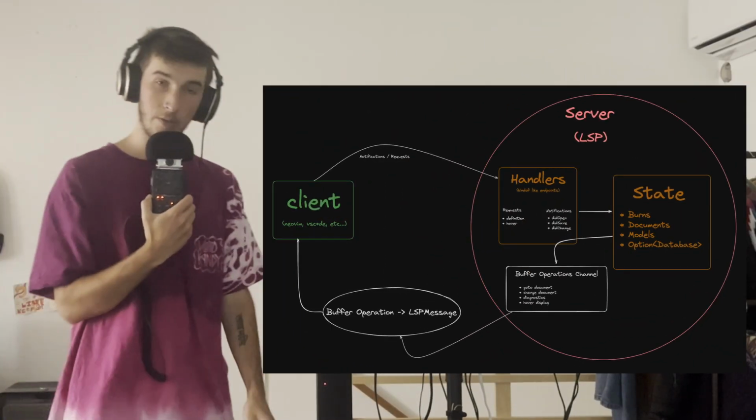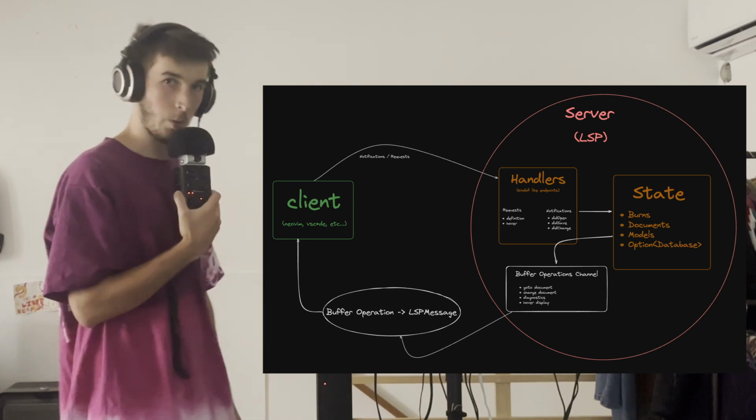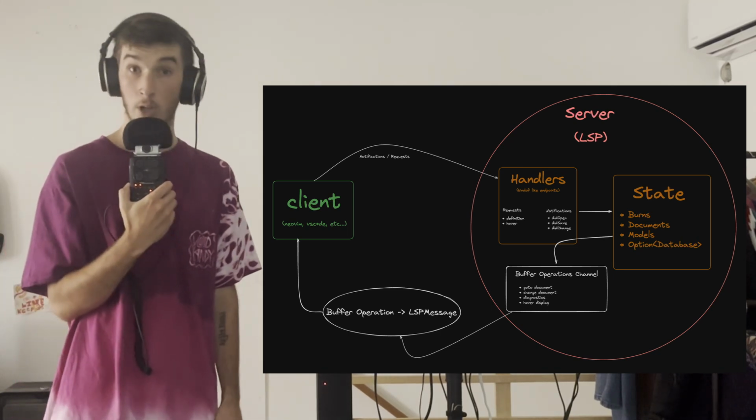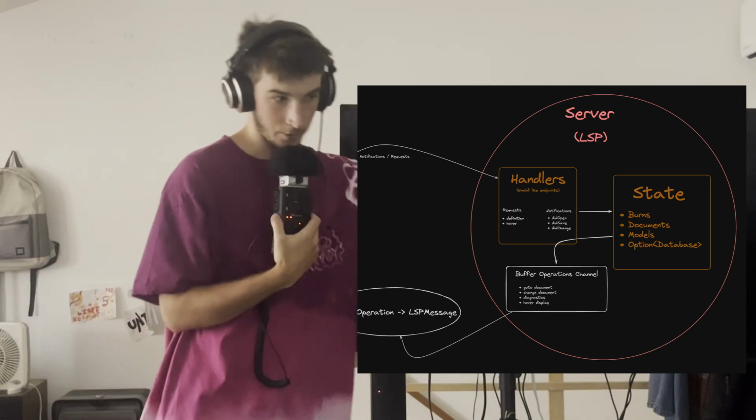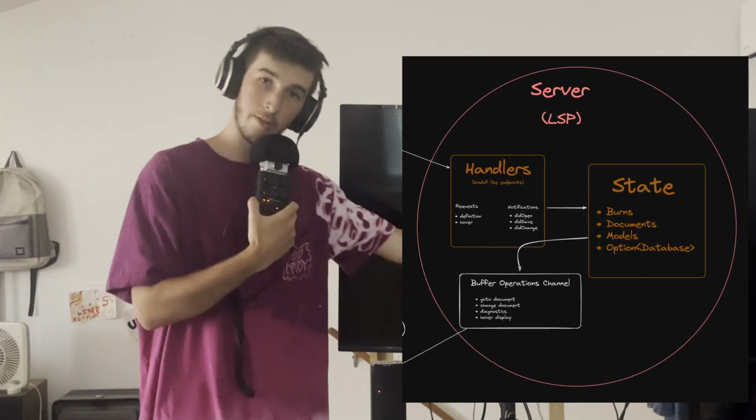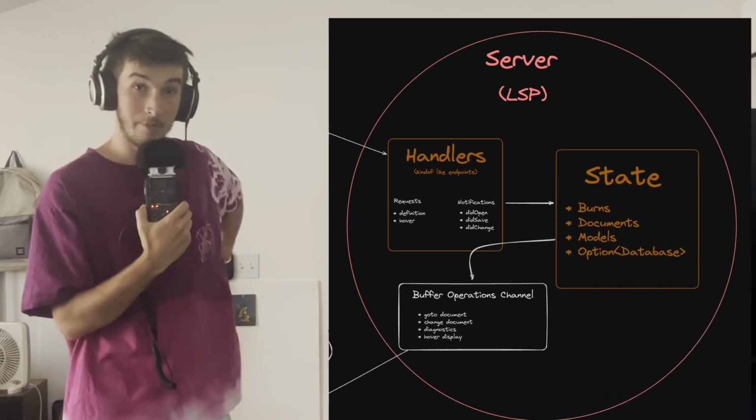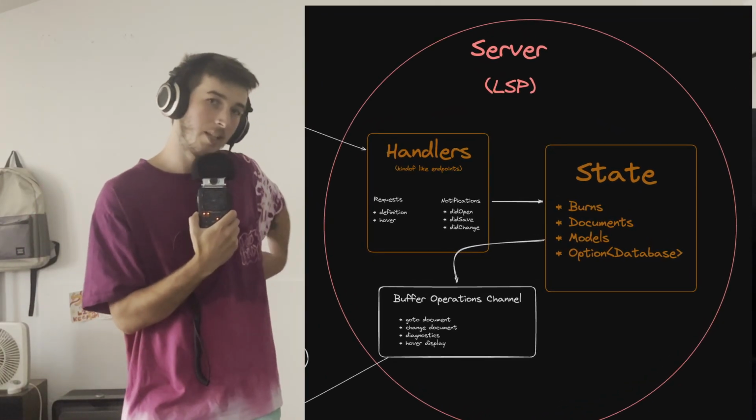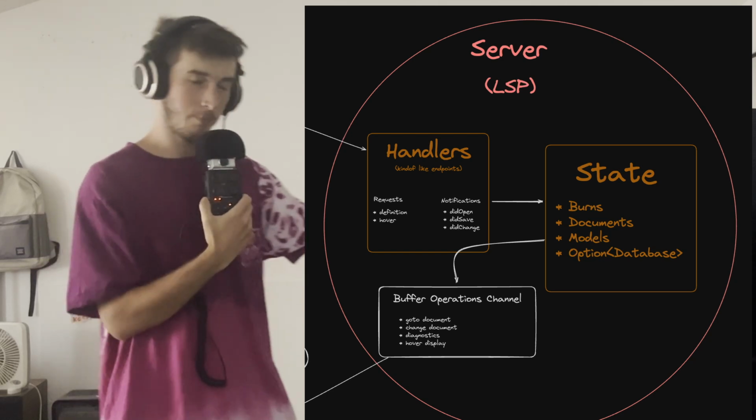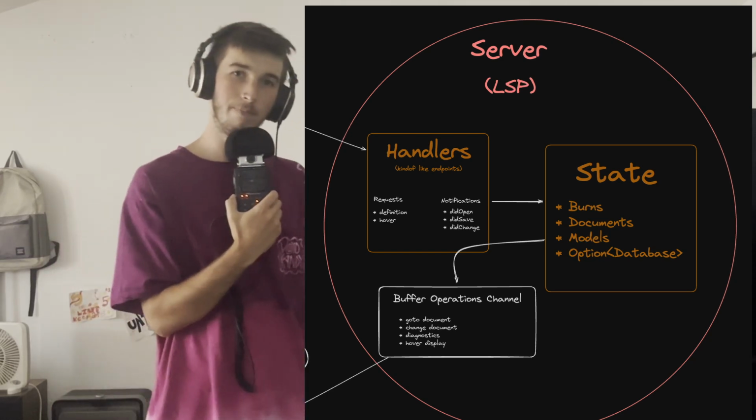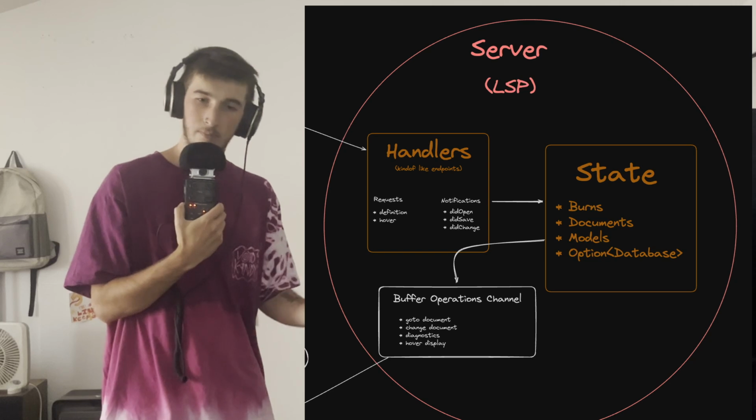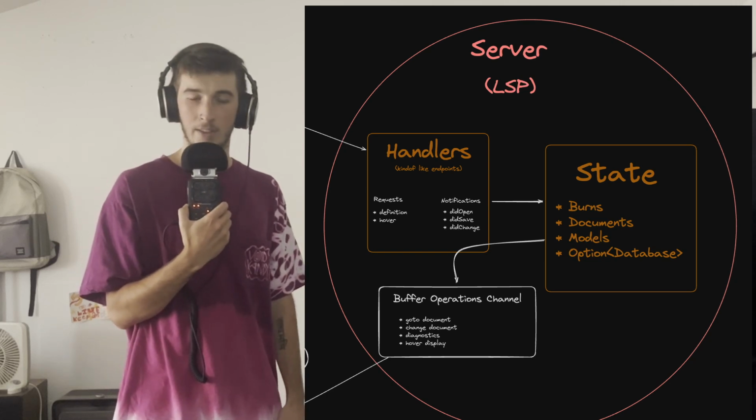I have a little diagram, a big diagram, a diagram. So let's pull it up. In the diagram, you can see a green little square, and that green little square is the client or your code editor. As you can see, it's sending messages to Big Orange. Big Orange is the server. If you are familiar with web development, I think the server might look familiar to you. There's a handlers section and a state section. Handlers being analogous to endpoints, and state being the state of the server.